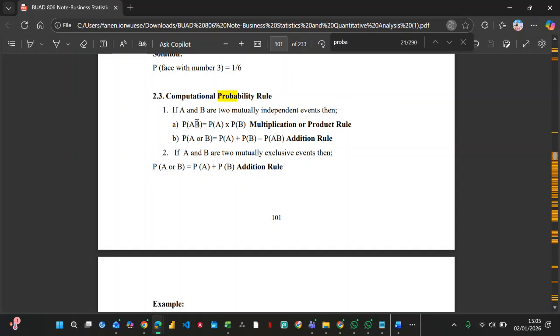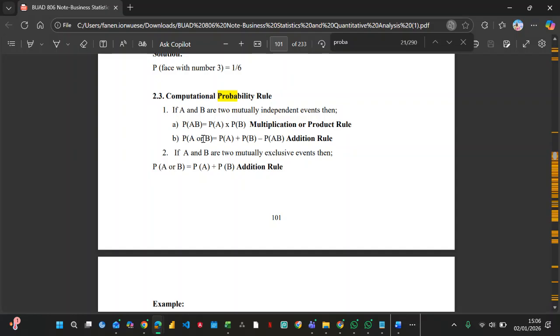Now, if events A and B are two mutually independent events, then this is the multiplication rule. So we have P(AB) is equal to the probability of A times the probability of B. You understand? If they are mutually independent.